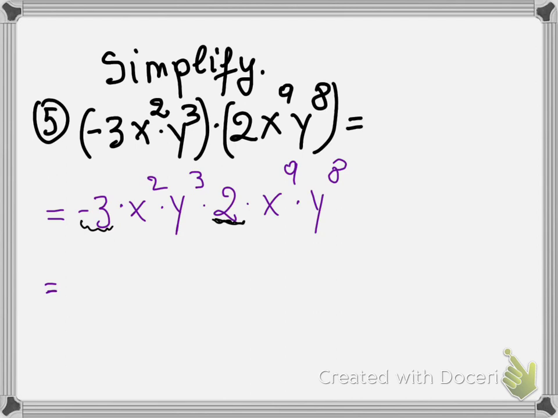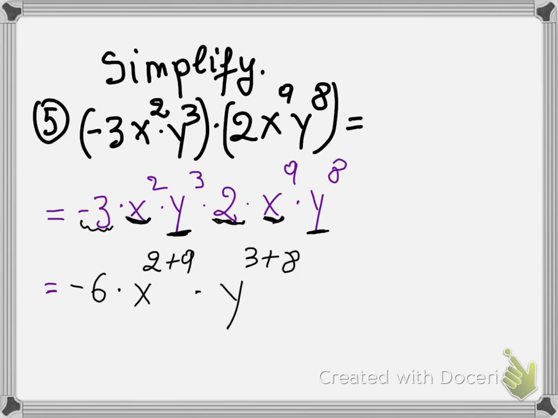So negative 3 times 2 is negative 6 times, and then we have a power with base x over here and another power with base x. So we have x squared times x to the 9th. That's going to be x to the 2 plus 9 times, and then we have powers with base y. So we're going to have y to the 3 plus 8. Let's simplify this further. Negative 6 times x to the 11th times y to the 11th.